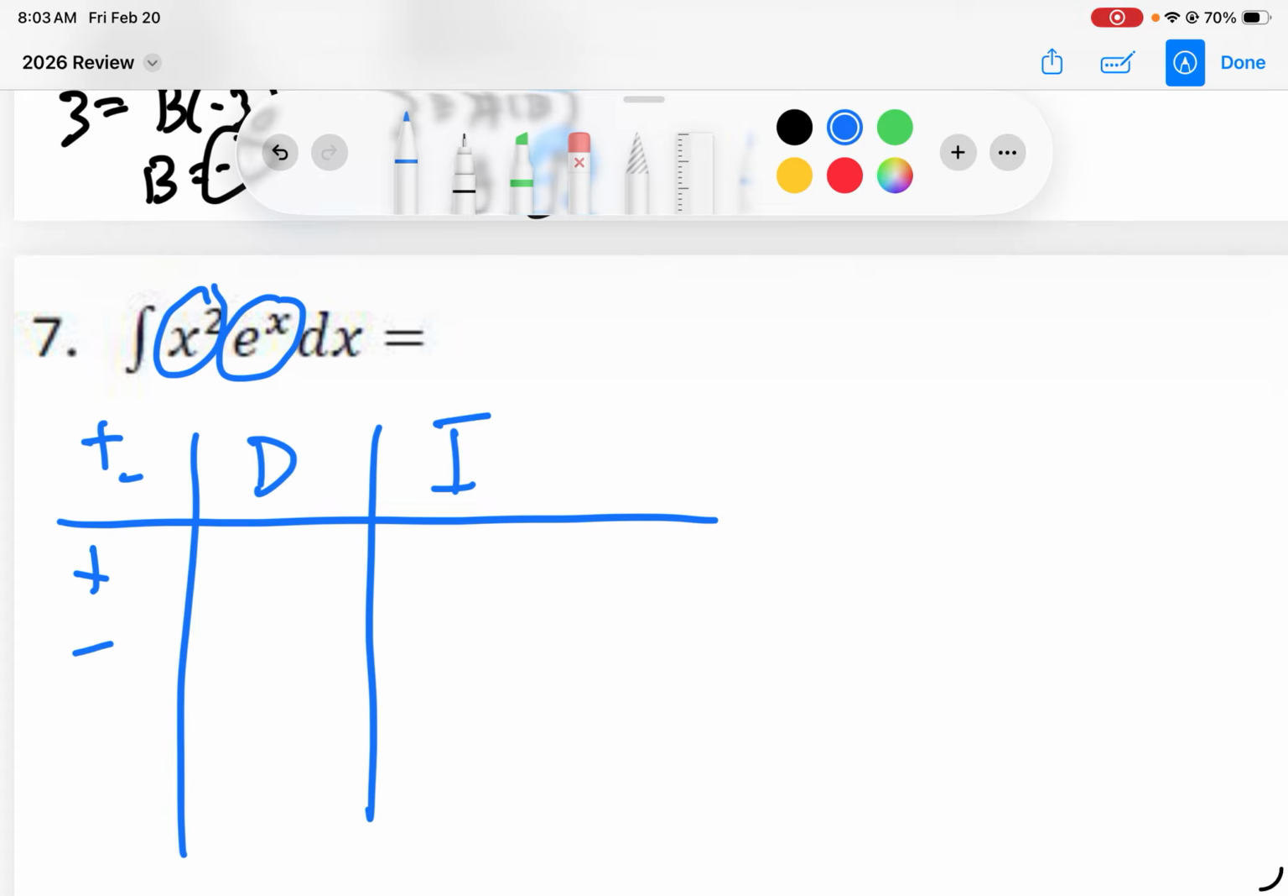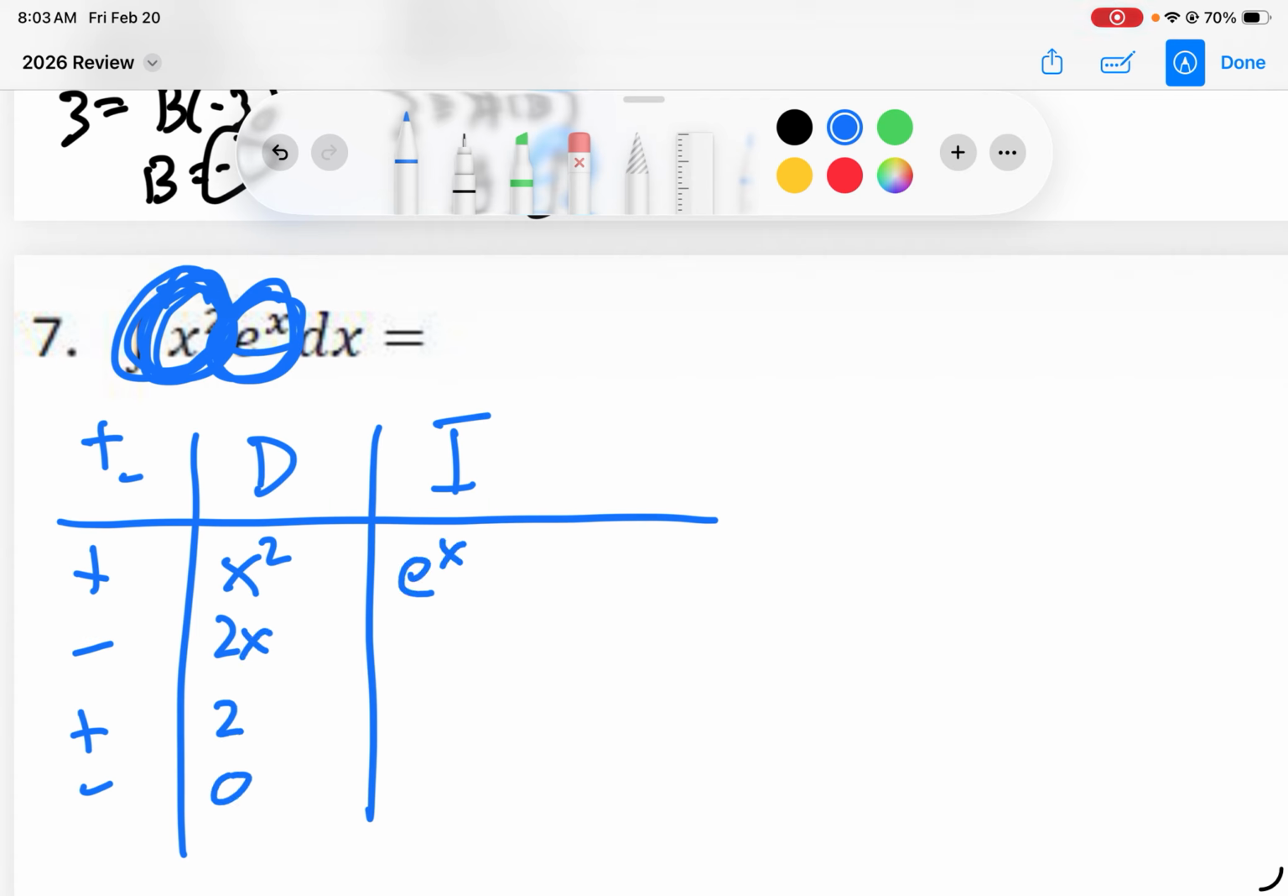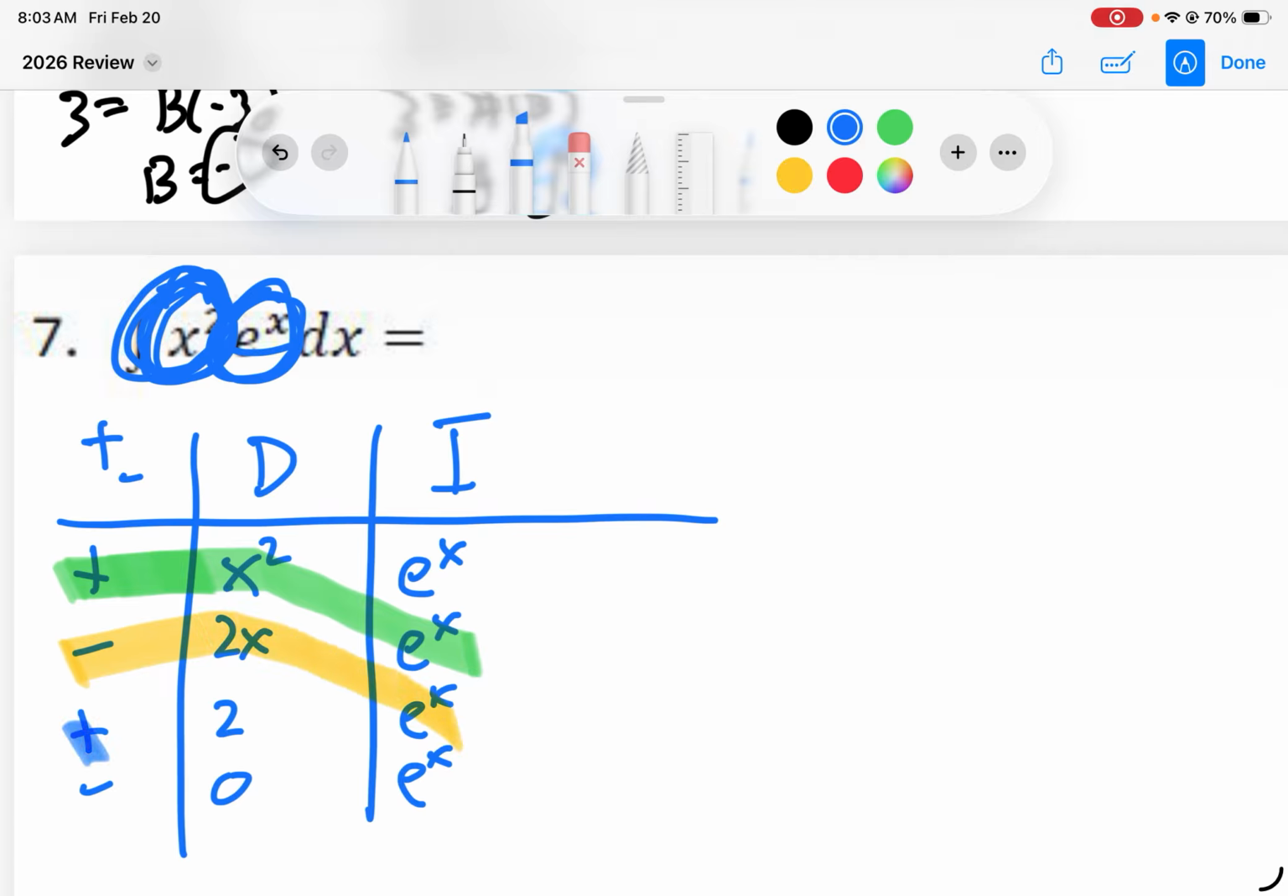So I put plus, minus, and then the derivative term. If these two things are being multiplied together, I know I can do integration by parts if I take the derivative repeatedly and it eventually goes away. The antiderivative of e to the x is e to the x, e to the x, e to the x, that's nice. And then we go over, down. And then over, down. What is that going to look like? Oh, it kind of shows up.